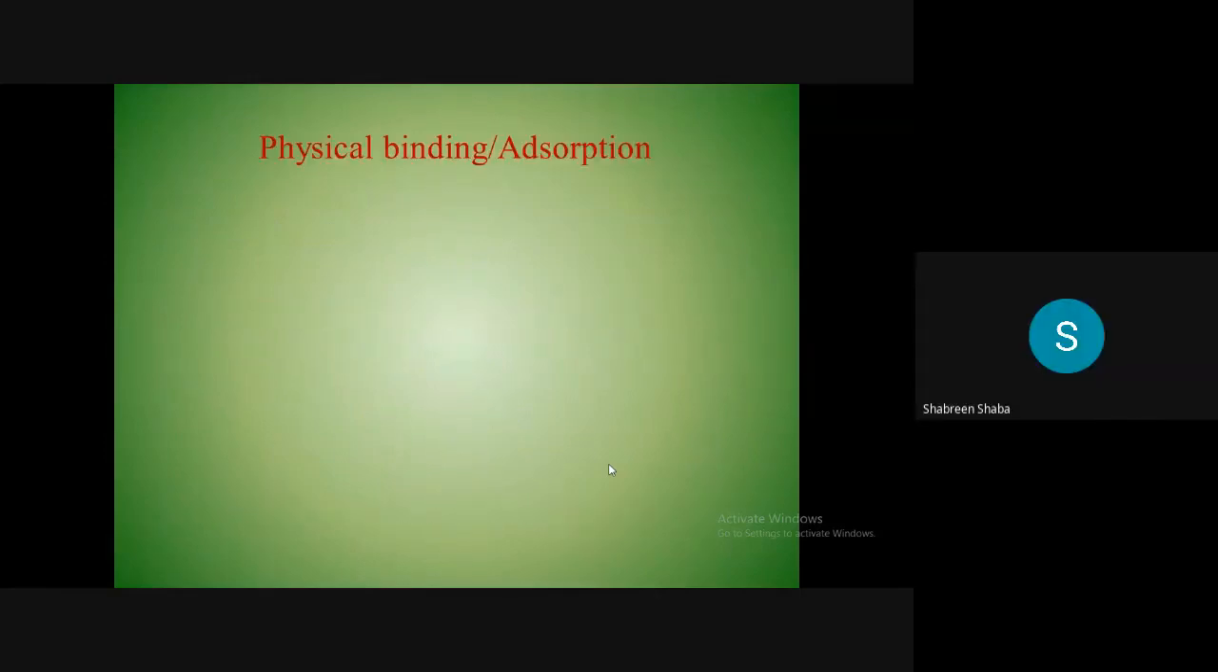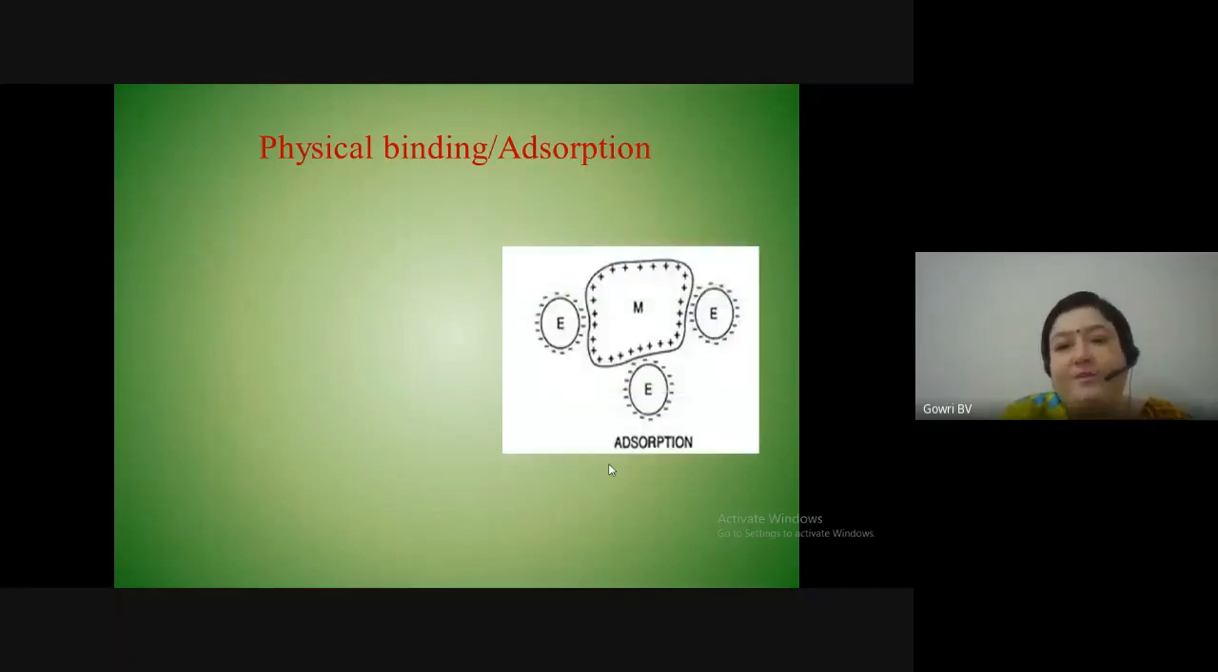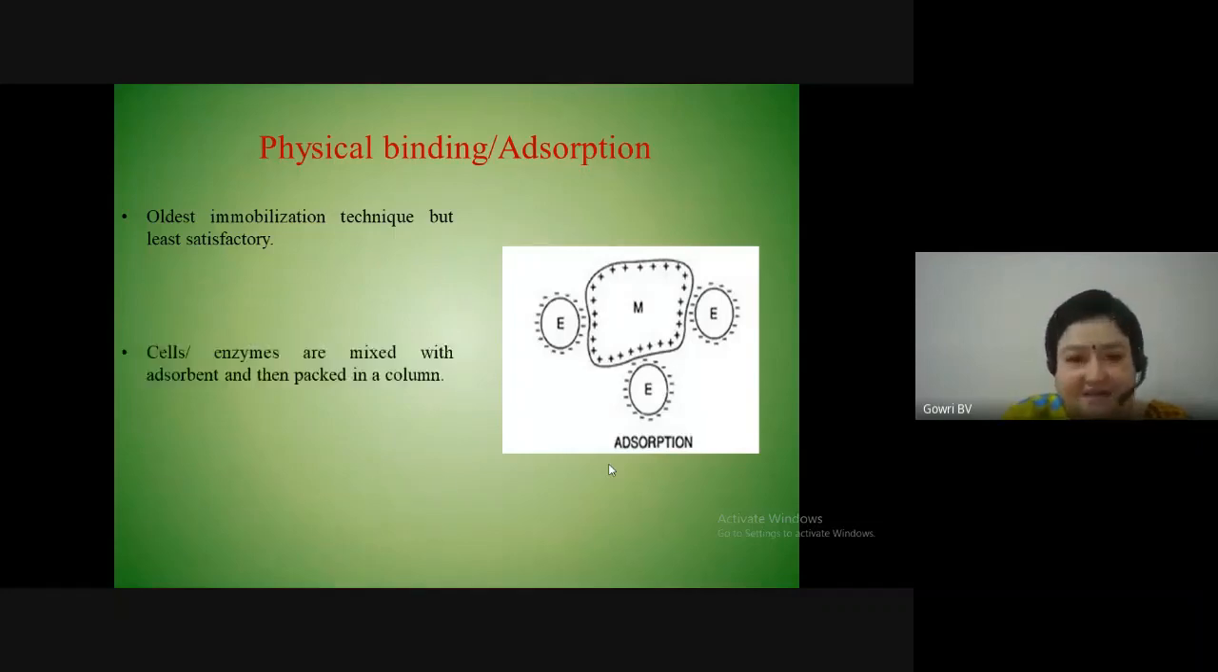Okay. The first one, physical binding. Physical binding is also referred to as adsorption. If you look at the picture on the right, M is the matrix, an inert matrix, and E is the enzyme. Just fixing the enzyme by physical binding to an inert matrix is called adsorption. Physical binding is the oldest immobilization technique, of course, but least satisfactory.